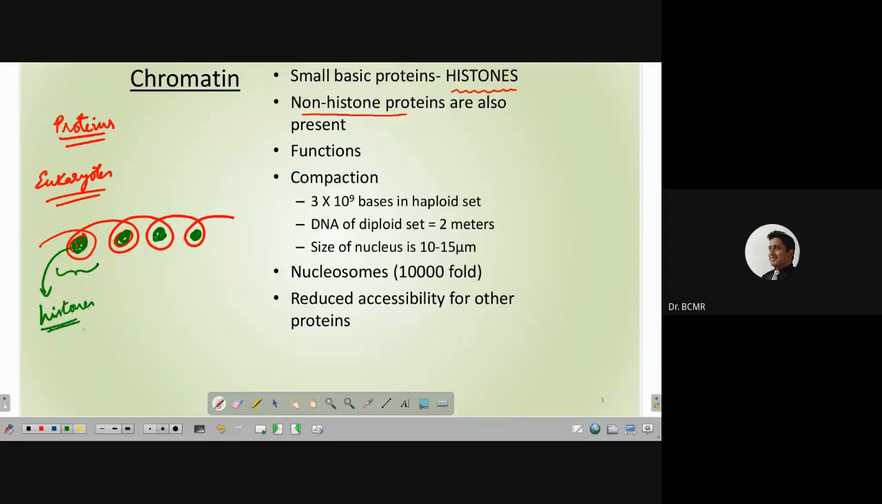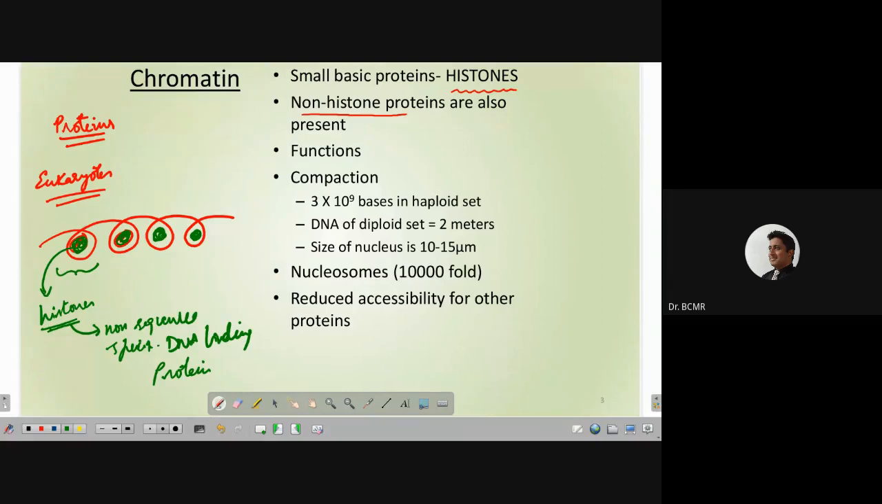Histones are in a way non-sequence specific DNA binding proteins, okay? That means, what is meant by sequence specific and what is meant by non-sequence specific?